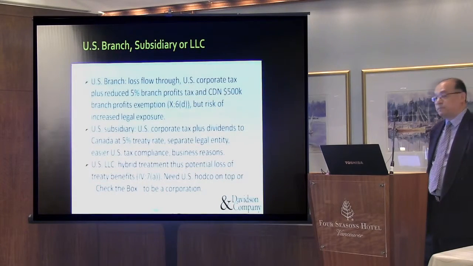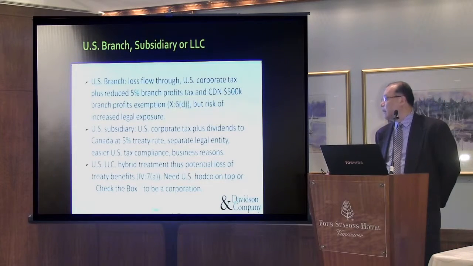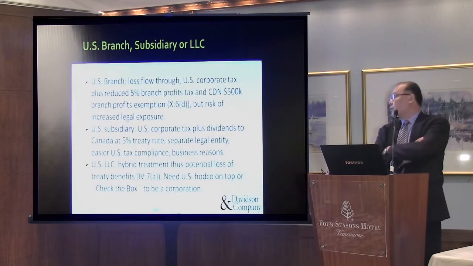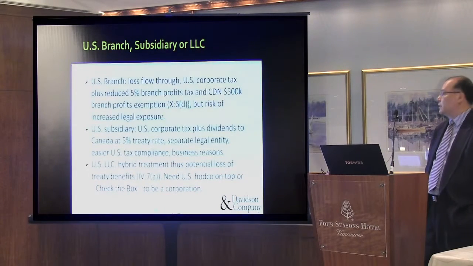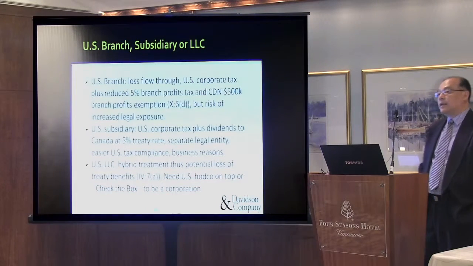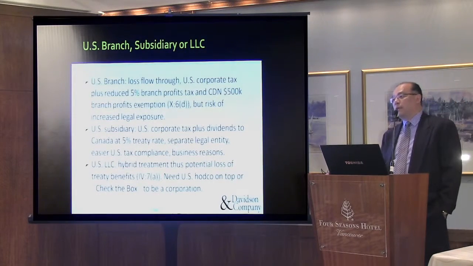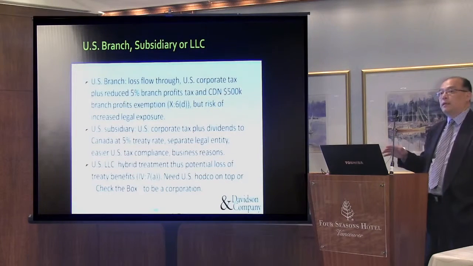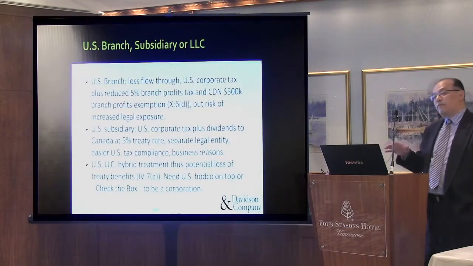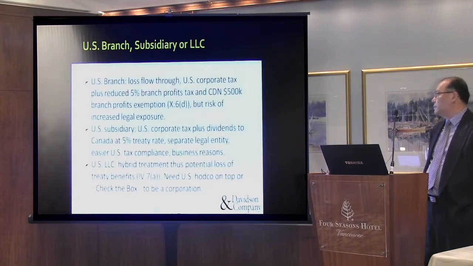The last option is probably not a very good one. This was popular before, but there were some changes to the treaty that made this option very bad, actually. And that is because an LLC is treated as a corporation in Canada, but as a flow-through in the U.S., so the LLC, from a U.S. tax perspective, is regarded as a hybrid. And because of the fact that it's a hybrid, you could actually lose your treaty protection because it's not treated on a consistent basis in Canada and in the U.S.